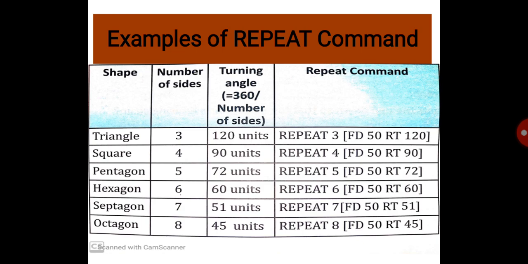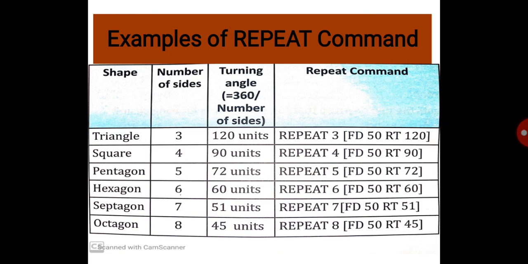So how many times do we have to repeat? Repeat 3, in bracket FT 50, RT 120. Okay. Because we got 120 units after dividing. Now the same in a square. A square has 4 sides. So 360 divided by 4 equals 90 units. Now repeat how many times? 4 times. FD 50, RT 90. Okay, good.